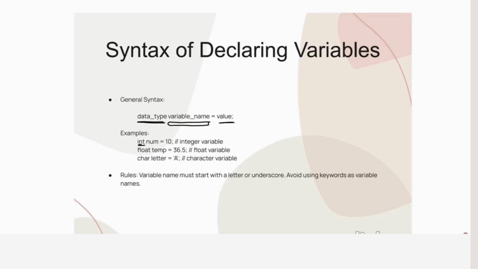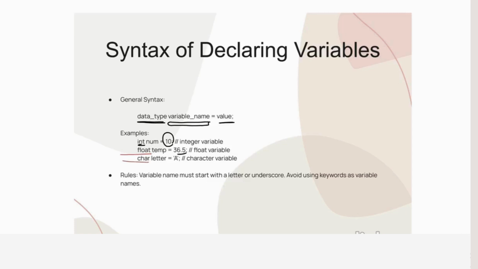So let us see an example. Int num equals to 10. So num is an integer type of variable holding value 10. Float temp equals to 36.5. So temp is a floating point variable, as it is holding the fractional part of a number also, and it needs this float keyword. And char letter equals to A: A is the value of the letter variable and it is of the type character.